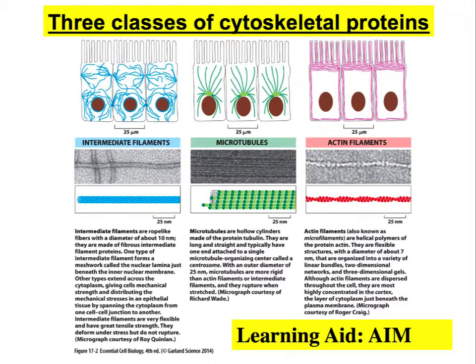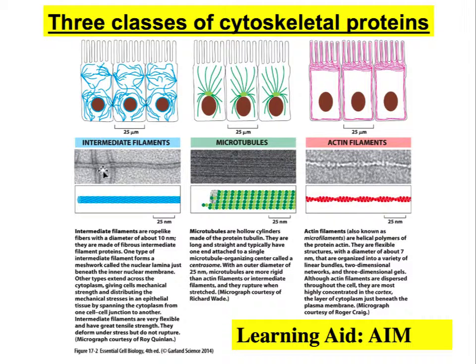Students have an easy time remembering two of these, but the third one they always forget. So if you aim to remember all three, then remember the word AIM. A stands for actin, I for intermediate, and M for microtubules. That refers to all three categories. Now, sometimes actin filaments can be called other things, but in this textbook, they call them actin filaments.